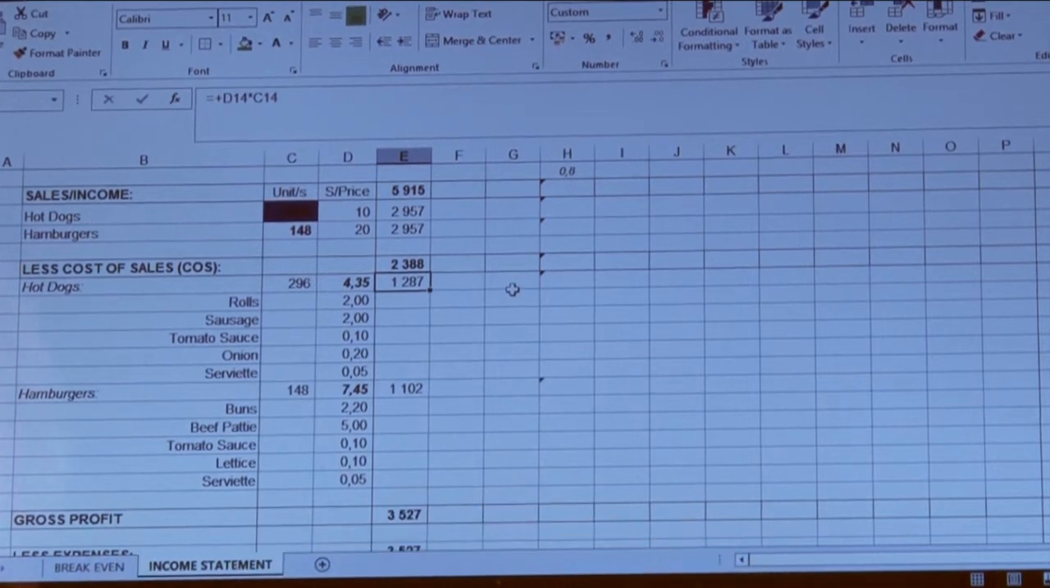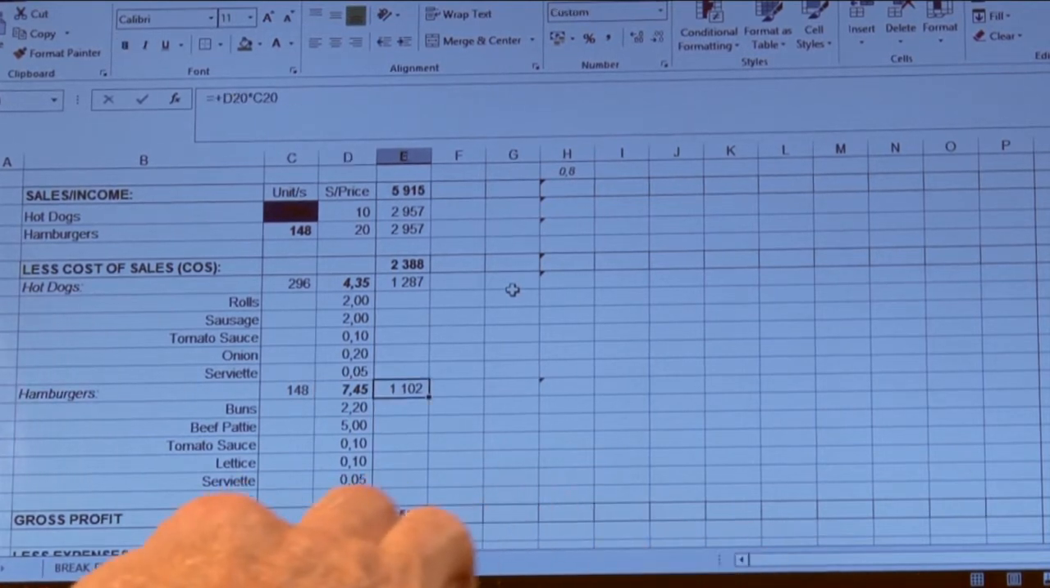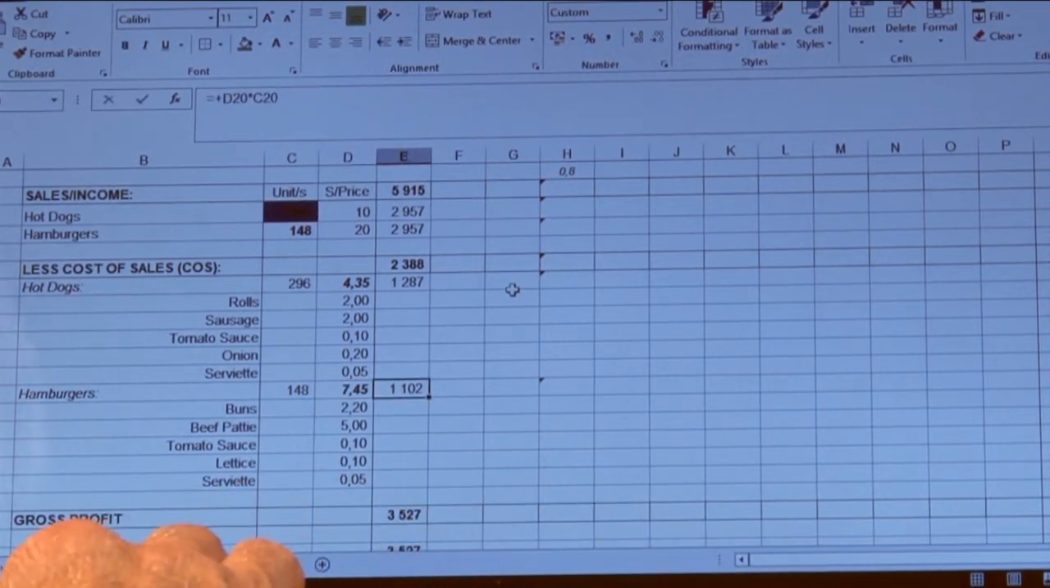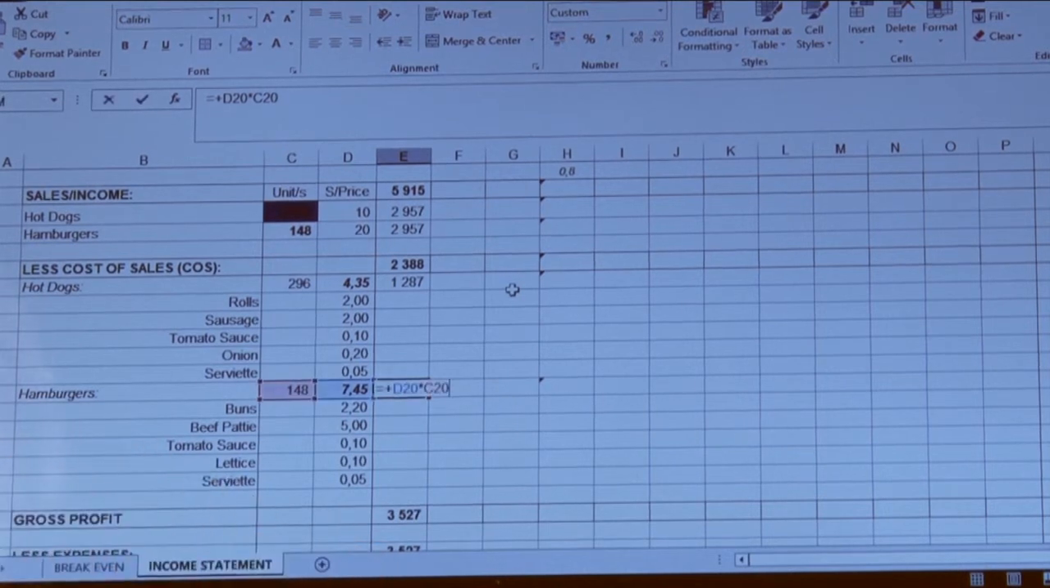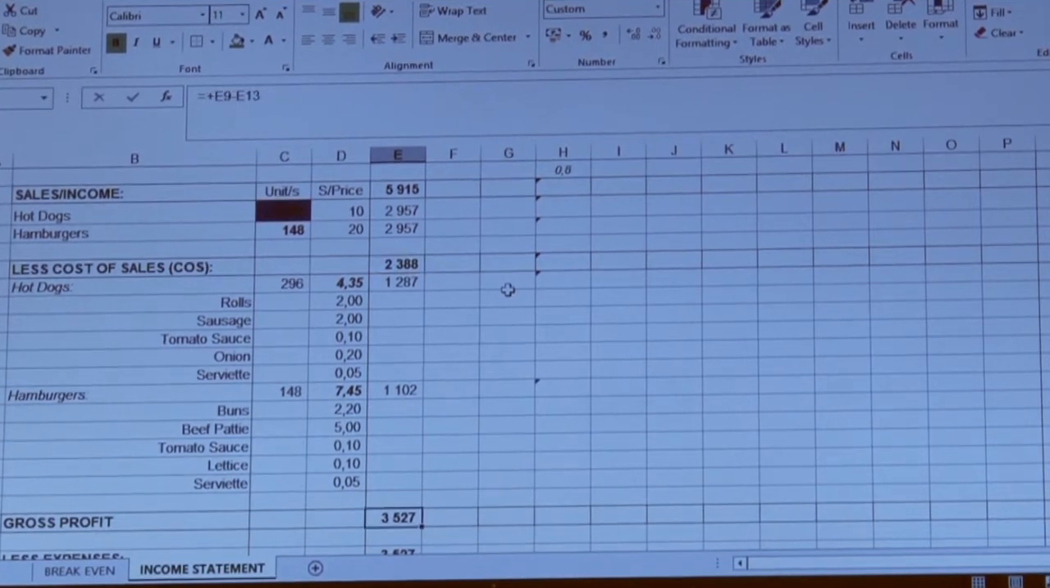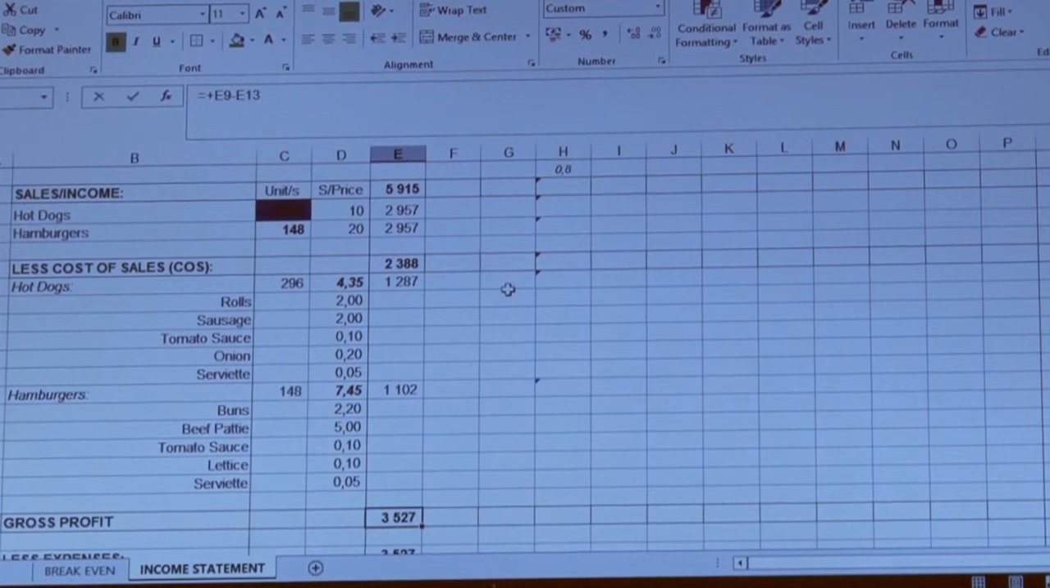Alternatively, on hamburgers, if I sell 148 hamburgers, my cost of sales being 7 Rand 45, I've got a cost of sales of 1,102 Rand. And there's the formula there. So our total cost of sales for doing that sales mix of 296 hot dogs and 148 hamburgers is 2,388 Rand. So therefore, our sales less our cost of sales is equal to our gross profit.